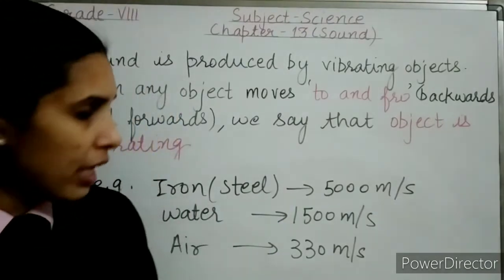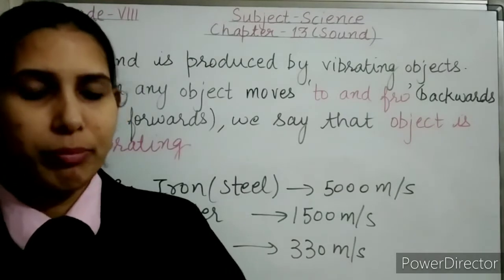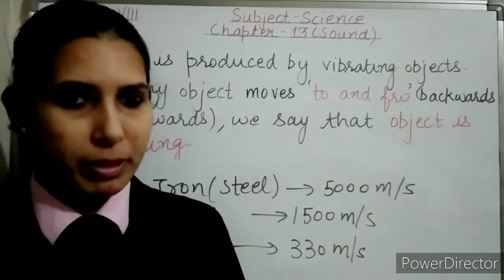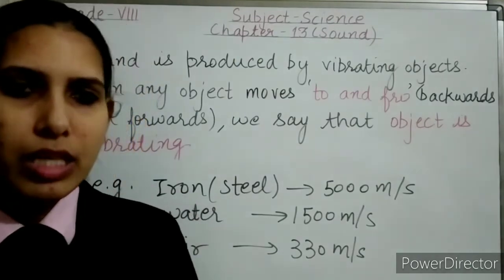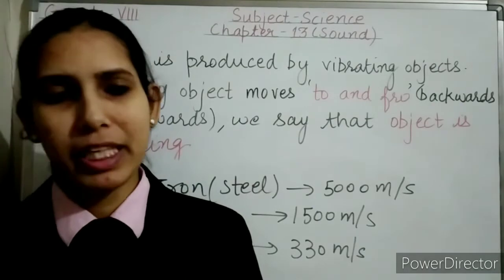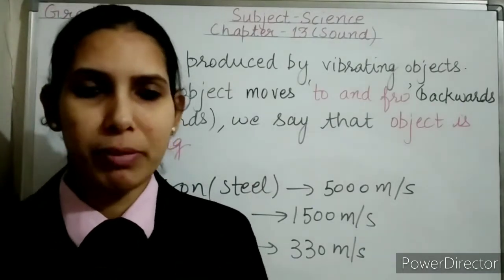Okay, so now after understanding how sound is produced, what the different mediums are, and the very important thing, that sound needs a medium for propagation. Okay, this is clear. Sound cannot travel through vacuum because it needs a medium for propagation. So it is also known as a mechanical wave because it needs a medium for propagation.